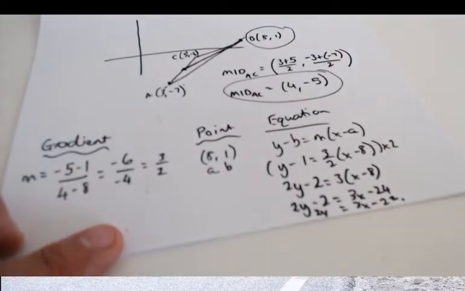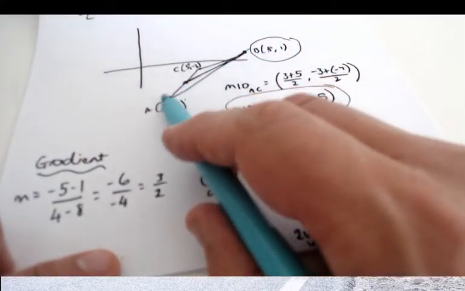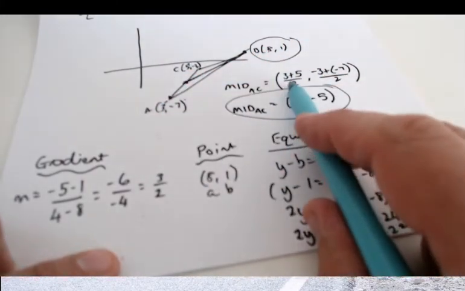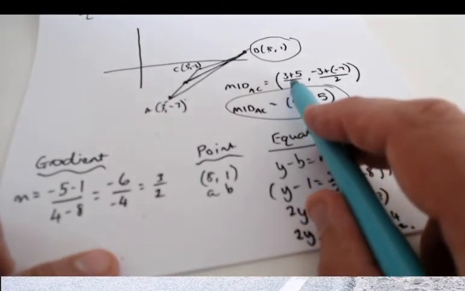So, to work out the median, you need the middle of the opposite side. You need the midpoint of the opposite side. So I wanted the median from B, so I found the midpoint of AC. To do that, add together the x coordinates and half it, add together the y coordinates and half it.